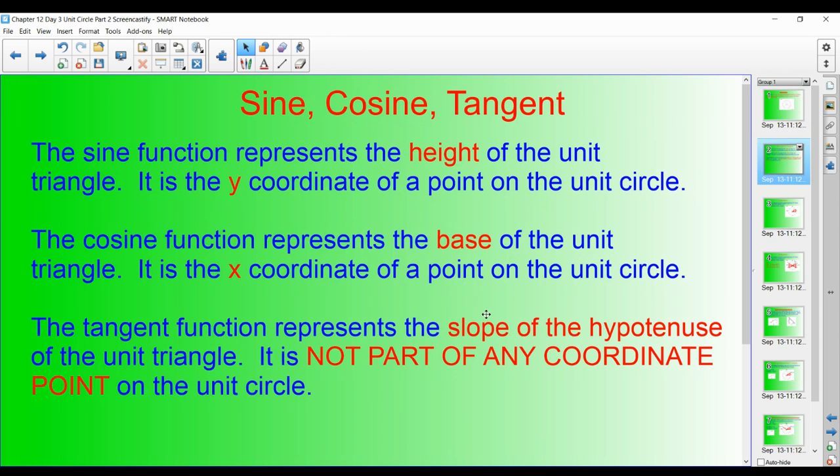So what we have to remember is the sine function is the height. So the y coordinates are the sine function. The x coordinates are the cosine function. And the tangent function we're going to worry about later because it's a mixture of sine and cosine.